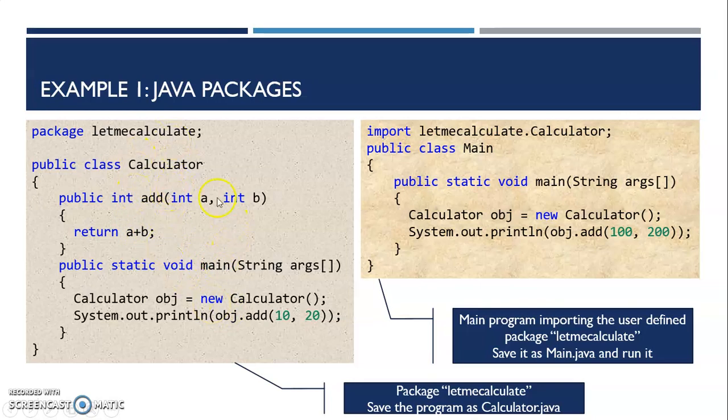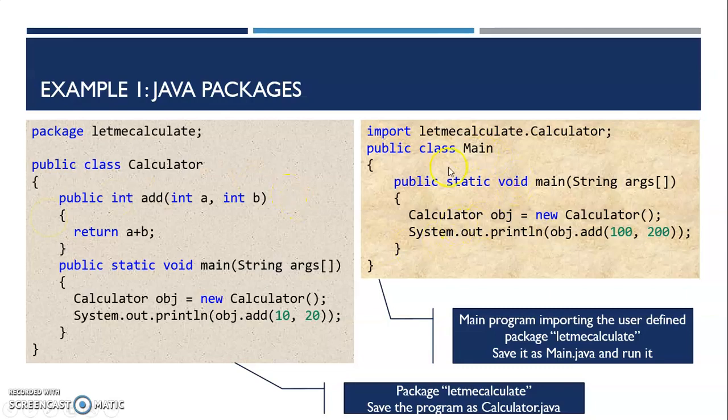Okay, so after completing this program, you have to save it using the name calculator.java. That is a separate program representing the package LetMeCalculate. Once this gets saved, a folder named LetMeCalculate will automatically be generated, and the class calculator.java will be saved inside that folder.